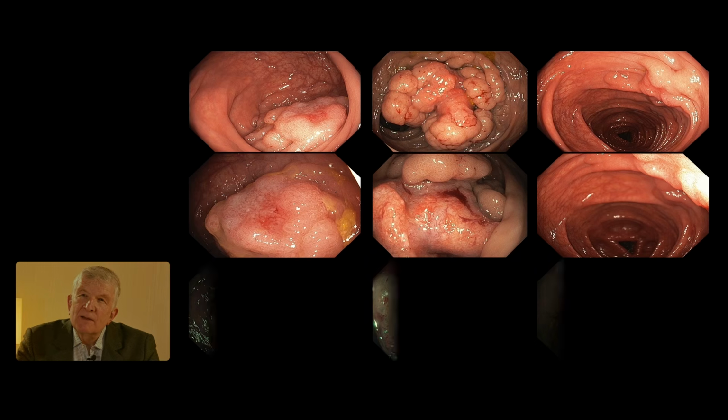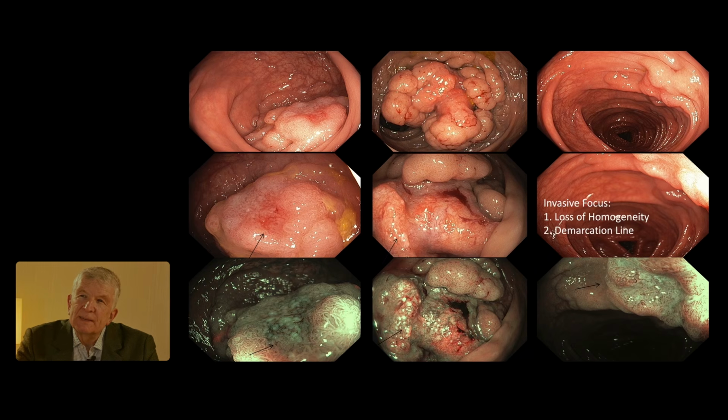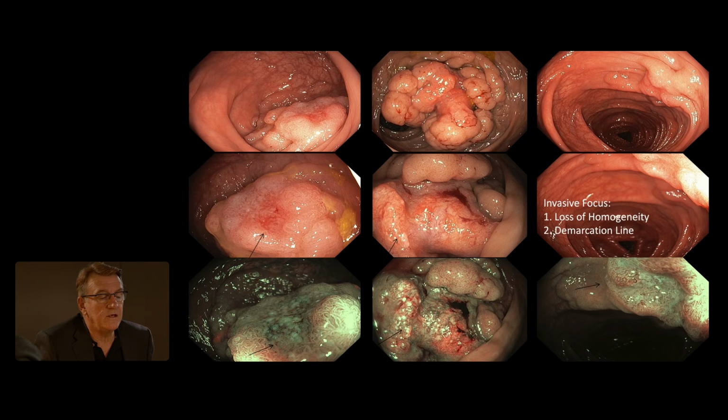Okay. So, and then here, if we look even more carefully, you can see, with the NBI, we can follow in these three separate examples: regular pit and microvascular pattern here, loss of pit and microvascular pattern in this depressed area, same again, and same again. So these are all deep cancers, referred for endoscopic resection by nationally accredited endoscopists.